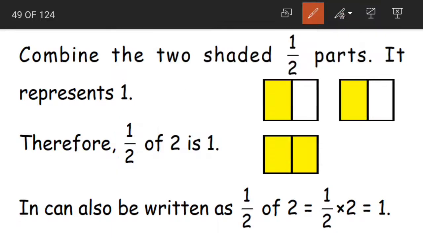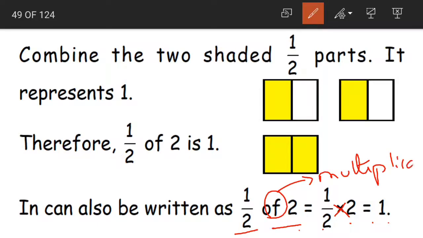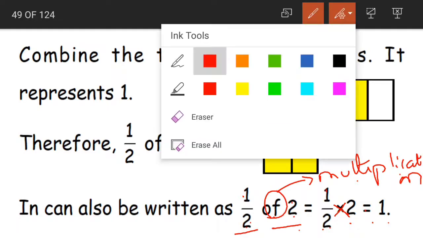So this can also be written as 1 by 2 of 2, that is nothing but 1 by 2 into 2 is equal to 1. Here, of represents multiplication, children. What does of represent? Of represents multiplication. Now 1 by 2 of 2, that means 1 by 2 into 2.